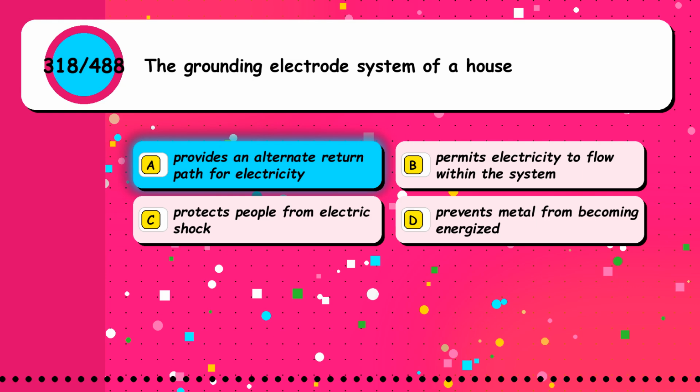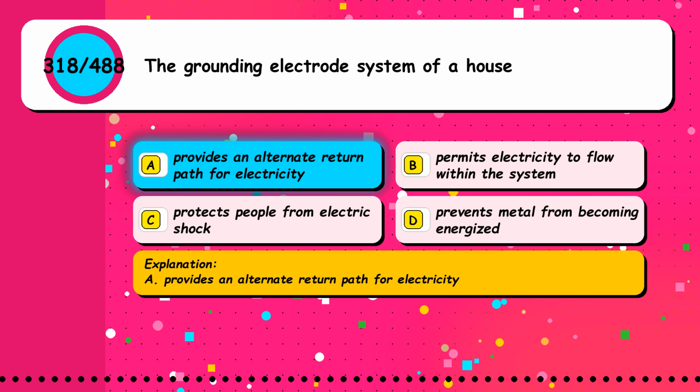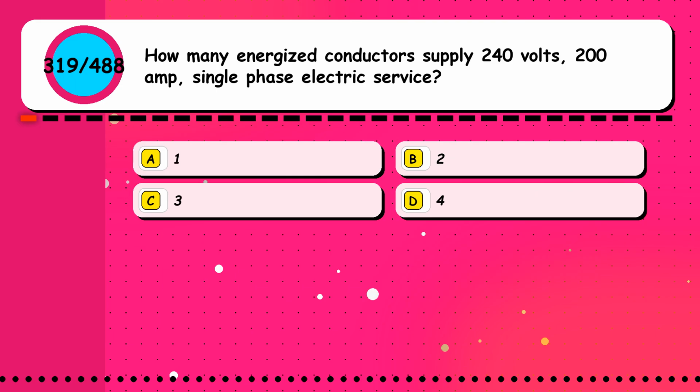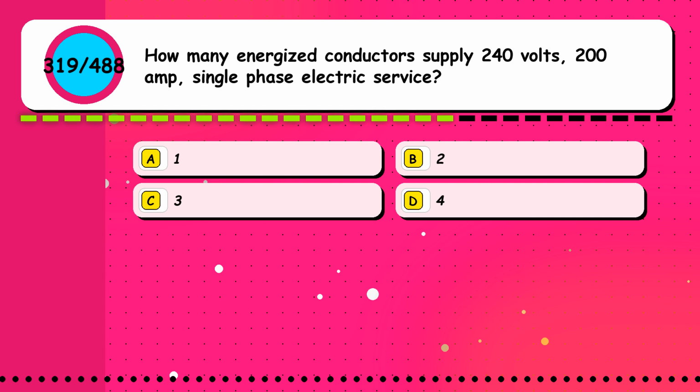The correct answer is option A, provides an alternate return path for electricity. A, provides an alternate return path for electricity. Question 319. How many energized conductors supply 240 volts, 200 amp, single-phase electric service? Option A, 1. Option B, 2. Option C, 3. Option D, 4.